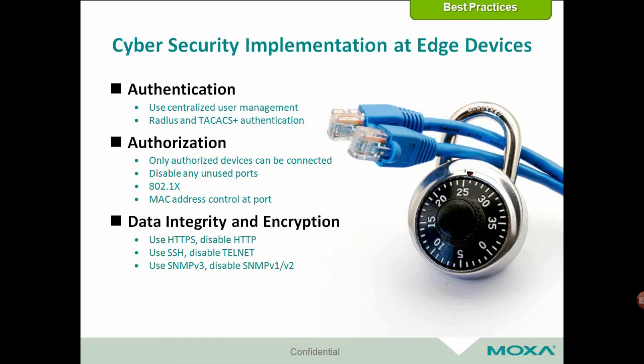Utilize centralized user management and authenticate users and devices connecting to the network, and only allow authorized devices to connect. Consider using MAC address control on edge ports and disable any unused ports. And finally, use data encryption to protect data in the event that it's intercepted during transmission.